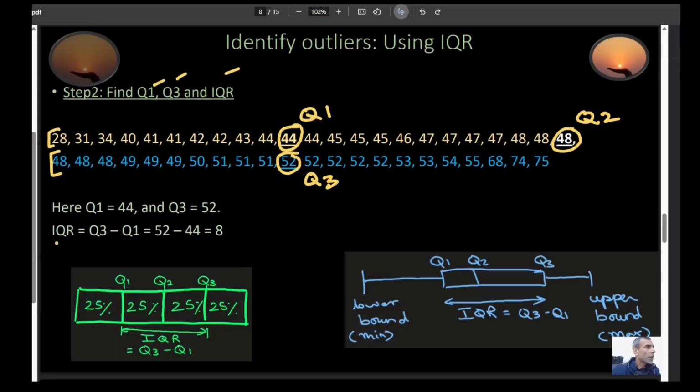And then you find your IQR. IQR formula is Q3 minus Q1. IQR basically is the distance between Q1 and Q3. So in this case, the answer will come out to be 8. On a side note, your Q1, Q2, Q3 essentially refer to your quartiles.